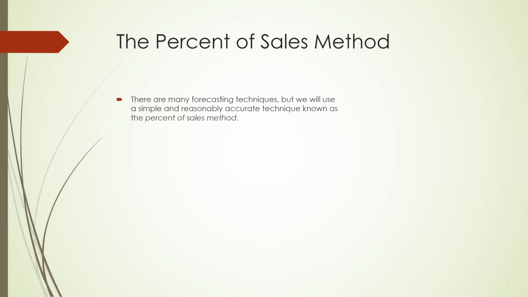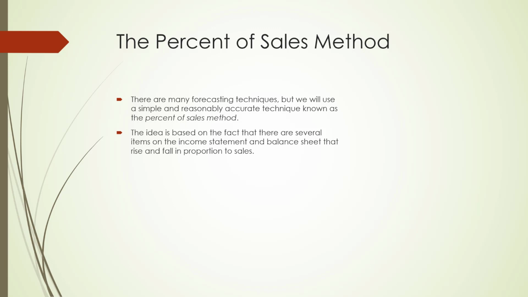Now let's talk a little bit about forecasting the financial statements, and more specifically, the income statement and balance sheet. And note, once you have an income statement and balance sheet forecasted, of course you could forecast a statement of cash flows. We're not going to do that here, but it could be done. So the technique that we're going to use is something known as the percent of sales method.